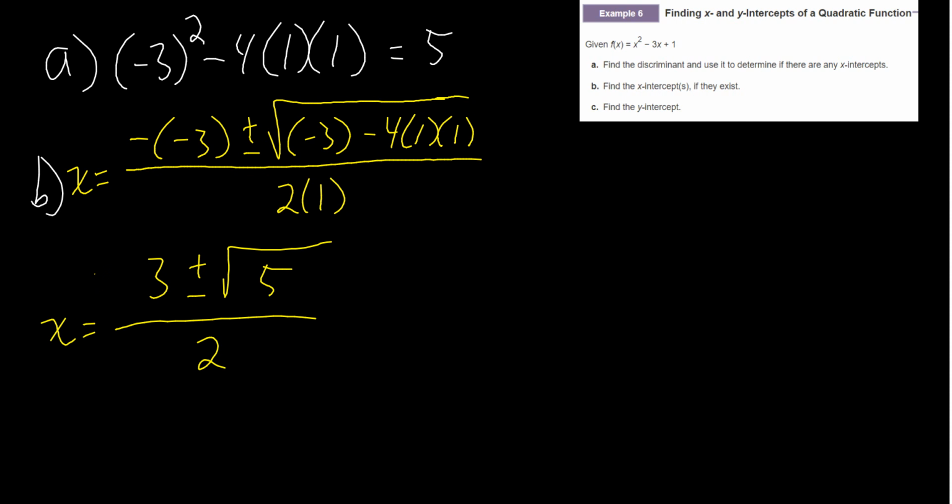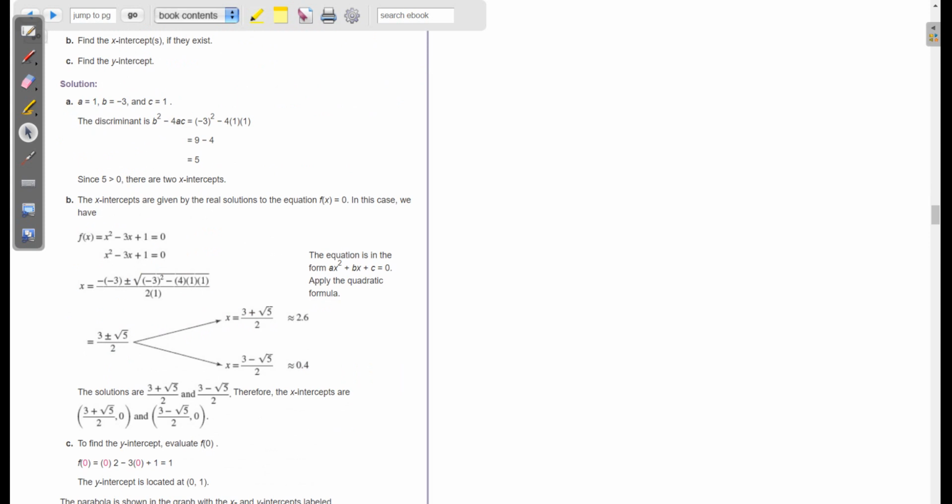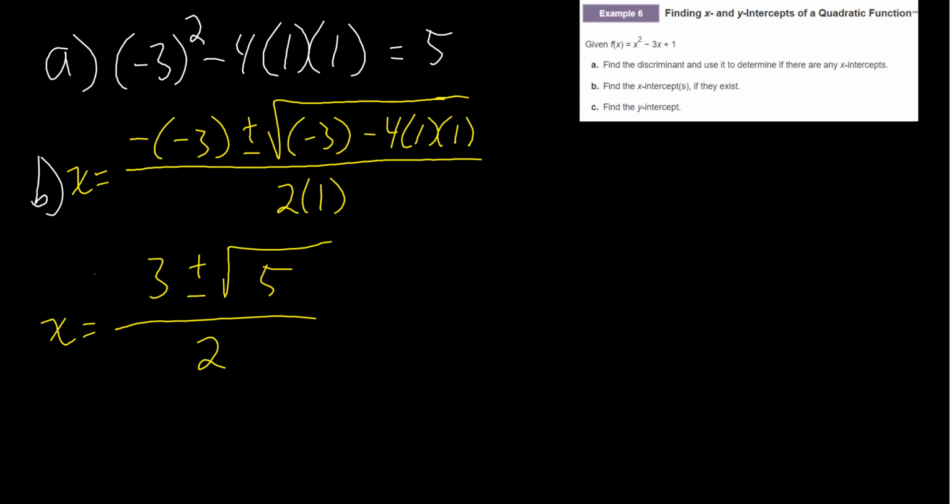Let's see. I wonder what the textbook wants here. Okay, so it's kind of weird, but it's wanting these actual values. So it's about 2.6 and about 0.4. So we'll go ahead and just write that out. You just derive that by saying 3 plus the square root of 5 over 2 and 3 minus the square root of 5 over 2. And then C, find the y-intercept.